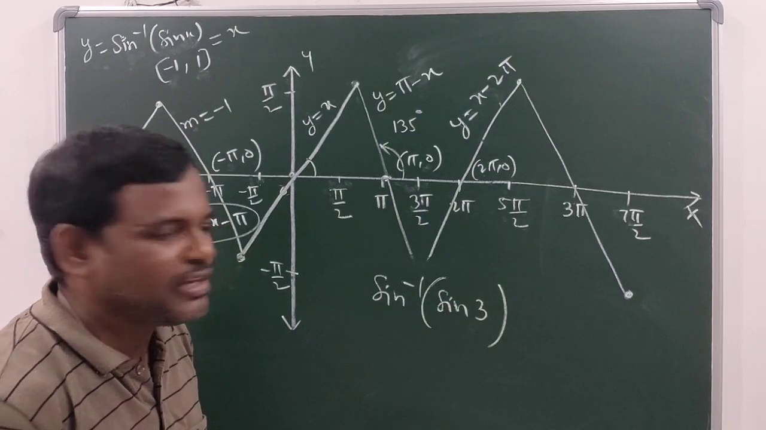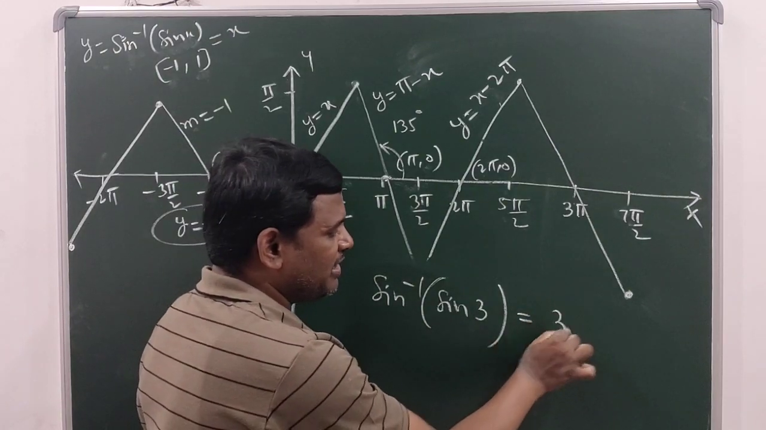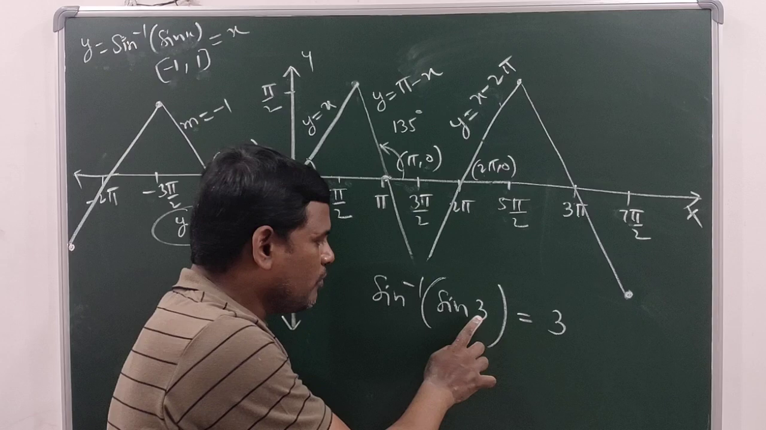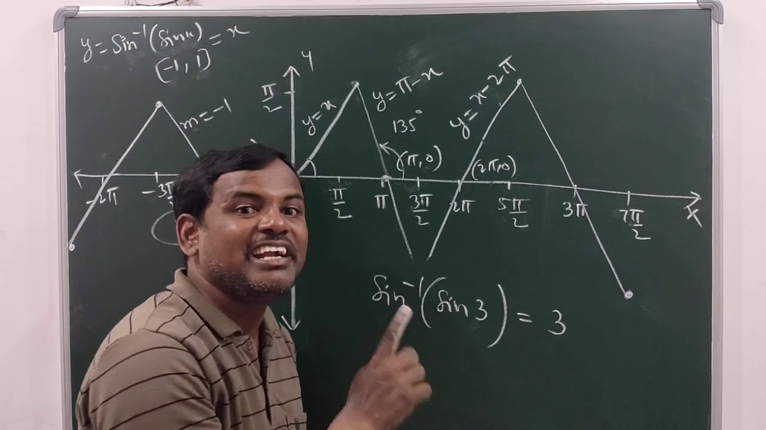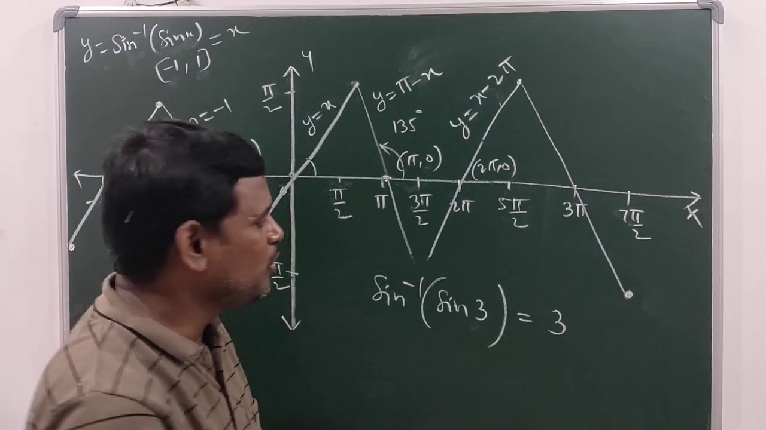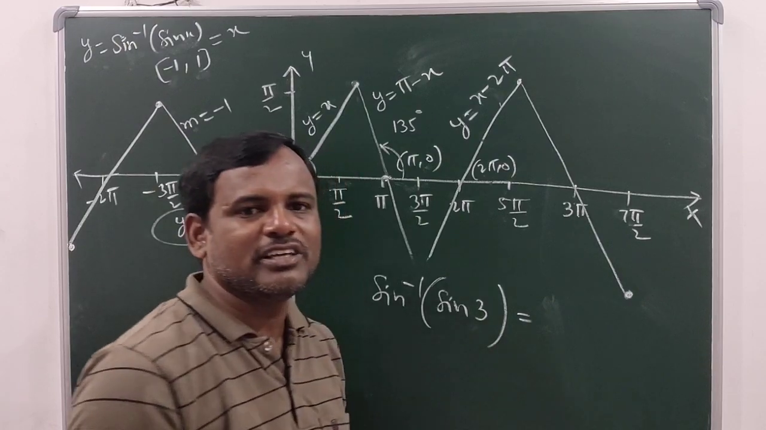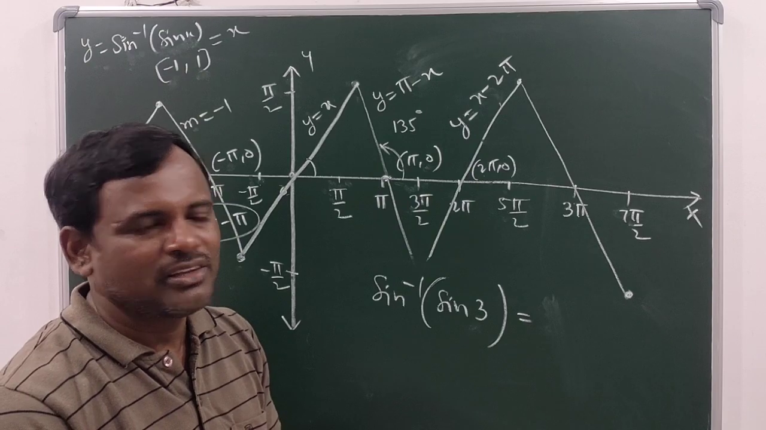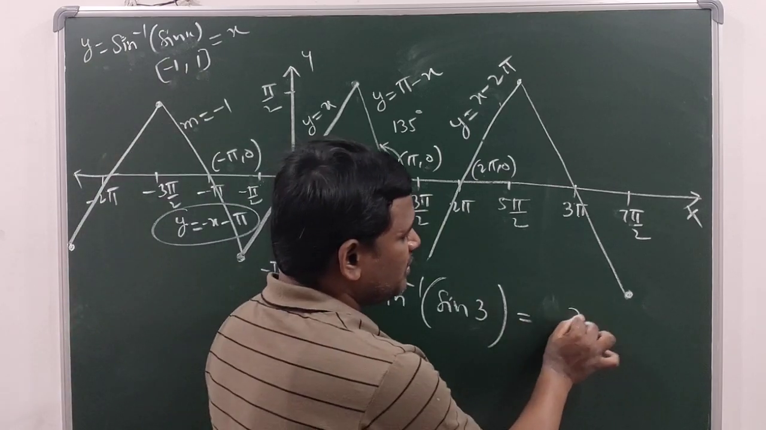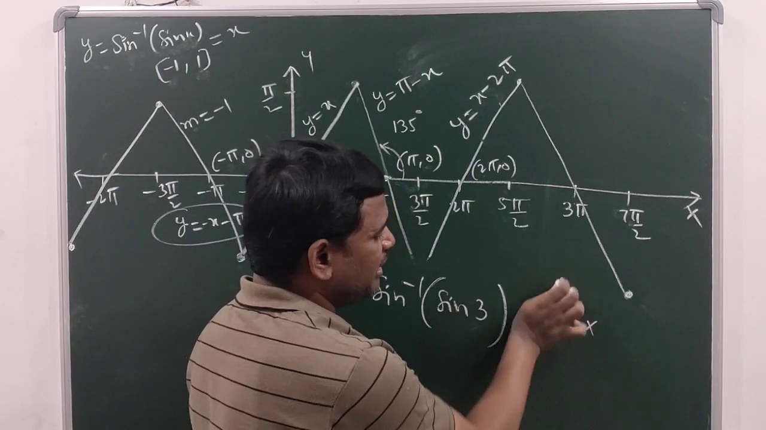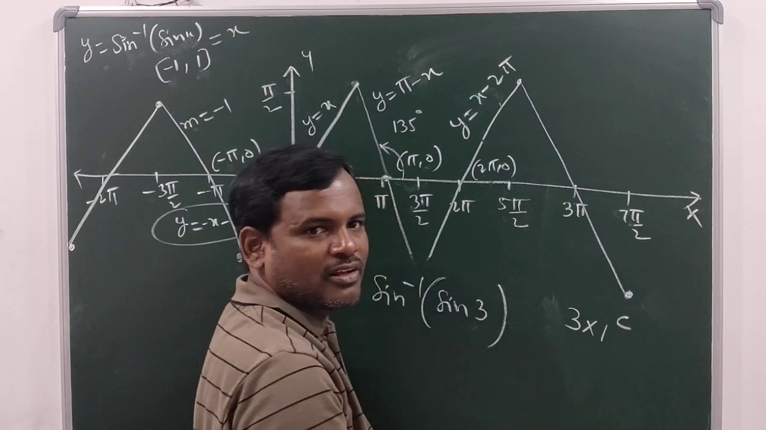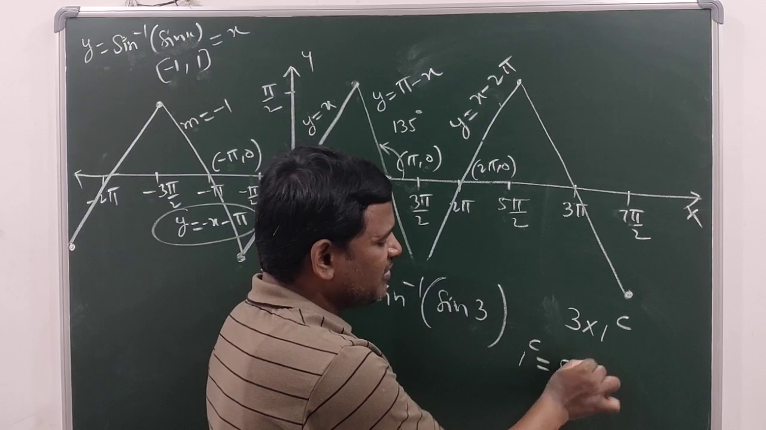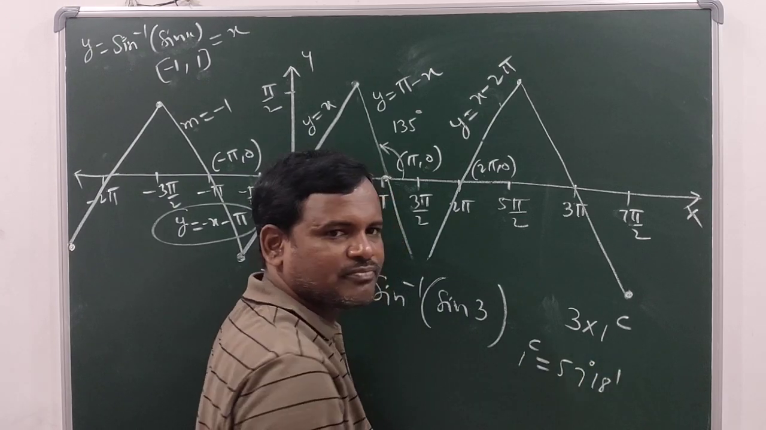Okay, students. Sine inverse of sine 3 is equal to... don't write it directly as 3. What you have to understand about this 3 is that it is in radian measure. If it is given in radian measure, it is better to convert it into degrees. So 3 radians you can write as 3 into 1 radian, and 1 radian is approximately 57 degrees 18 minutes.